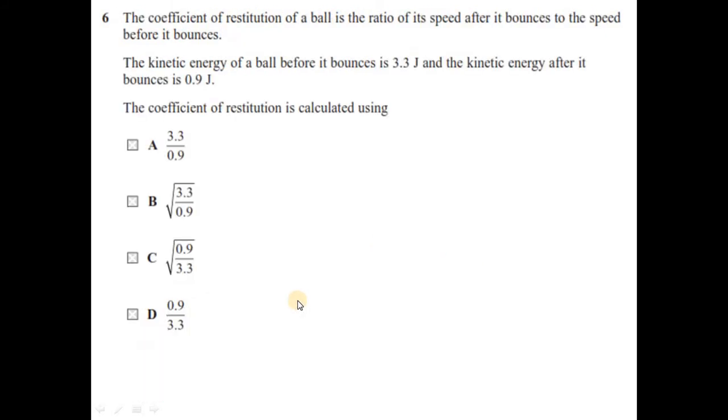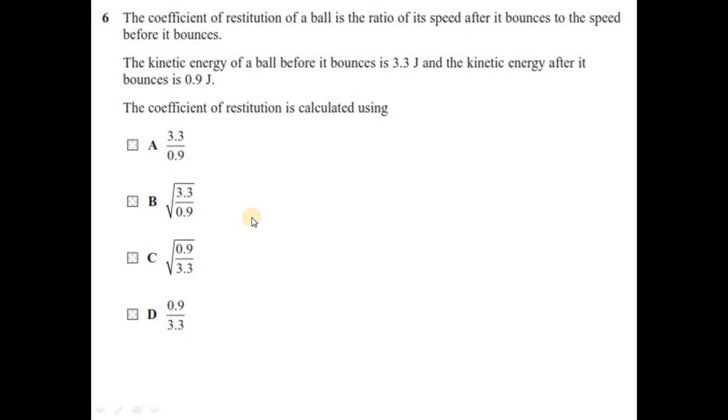Six. The coefficient of restitution of a ball is the ratio of its speed after it bounces to the speed before it bounces. The kinetic energy of the ball before it bounces is 3.3 and the kinetic energy after it bounces is 0.9. The coefficient of restitution is calculated using which one of the options?